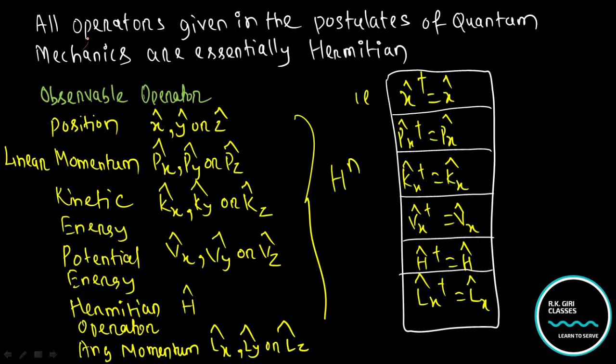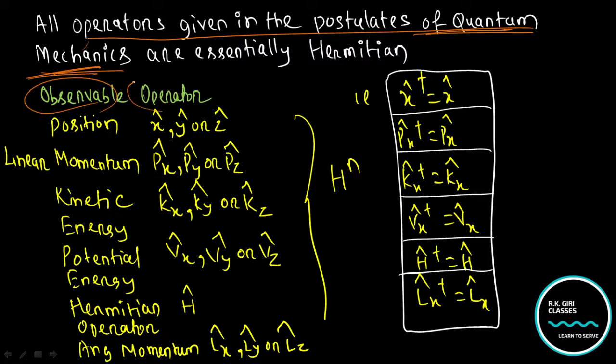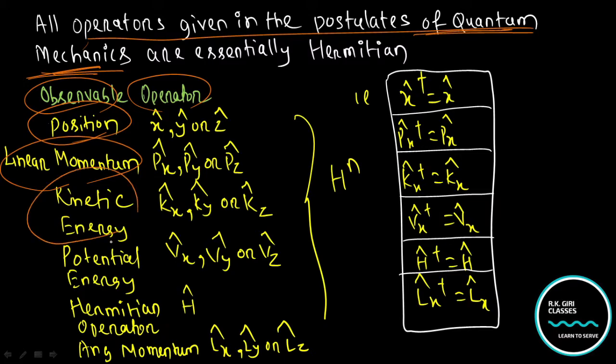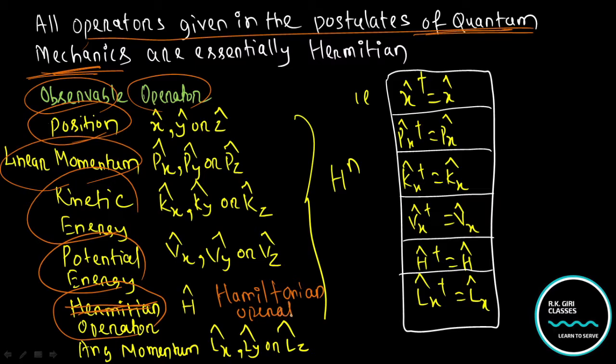First, you have to remember all the operators given in the postulates of quantum mechanics. I already discussed this in part 1. The observables and the corresponding operators are like this: position, linear momentum, kinetic energy, potential energy, and the Hamiltonian operator. Actually this is the Hamiltonian operator, not Hermitian. Sorry, just ignore it. Basically this is an energy operator.